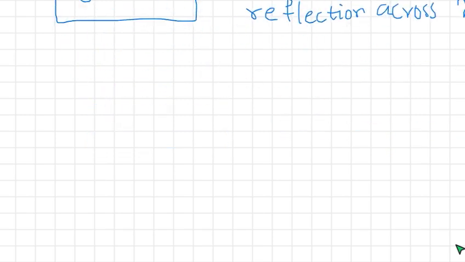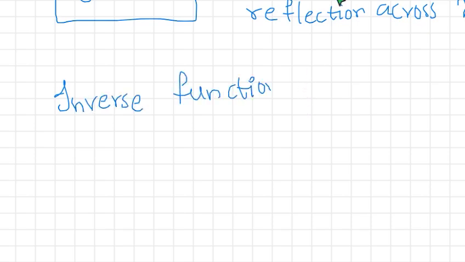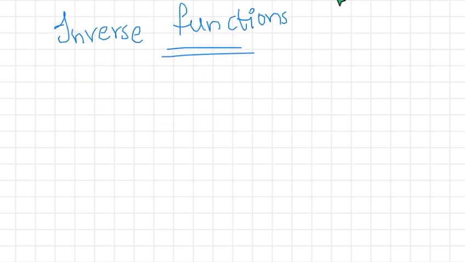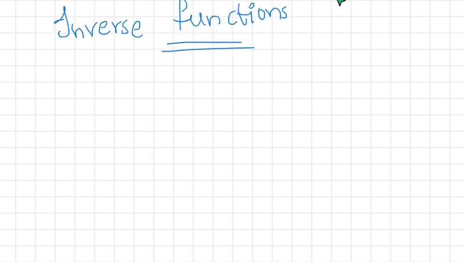Okay. Now, before we talk about square root, cube root, and logarithmic functions, let us understand the concept of inverse functions. You know this? No. Actually, I think a little bit. I should recall. Well, inverse functions.